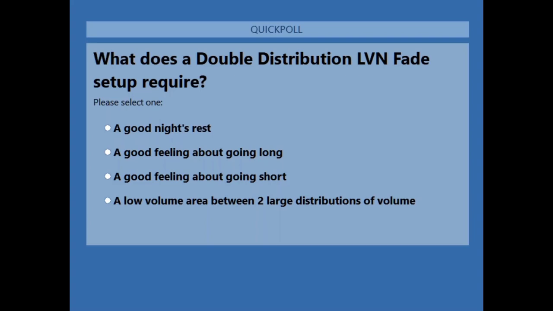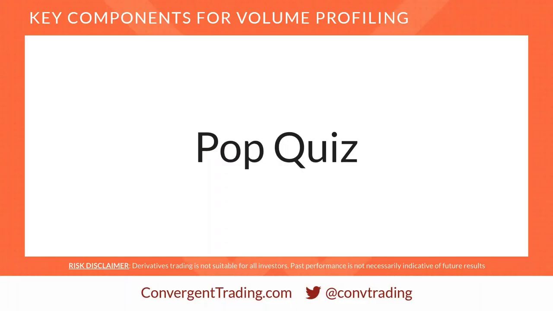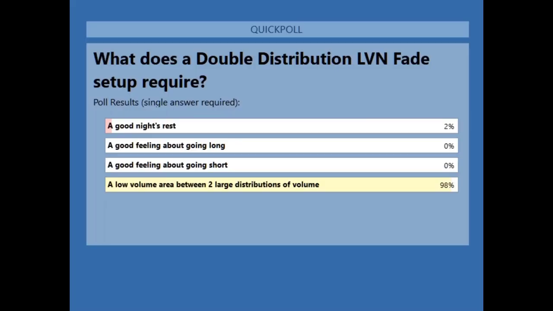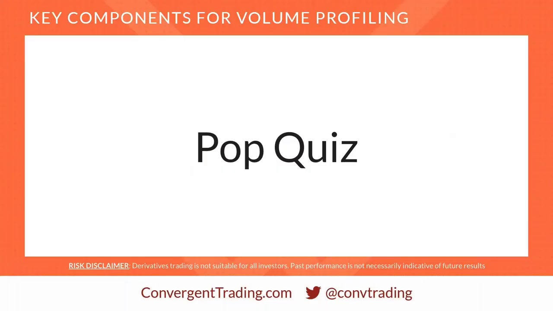3 seconds. And sold. Here's what you answered. 98% of you got that one right. Two of you are jokers. Good night's rest. I mean, when there are no stakes, you didn't have to pay to answer, right? I think the answers would be different if you had to pay to answer.